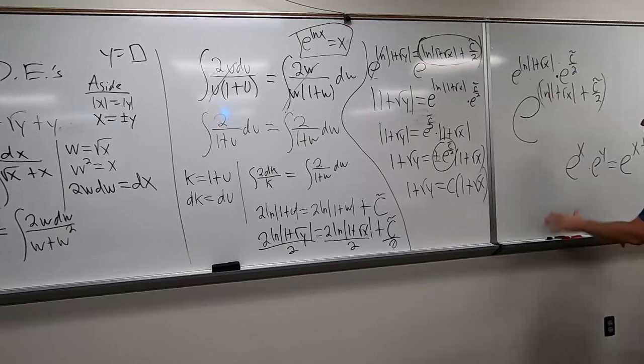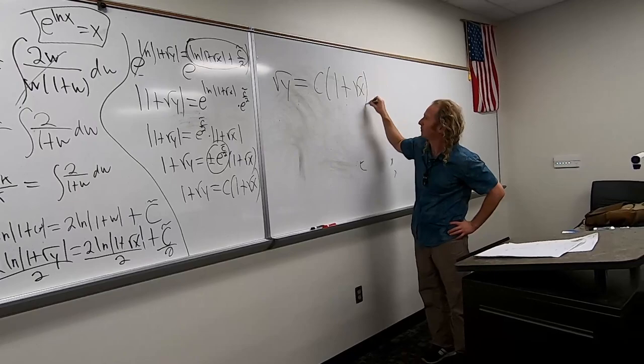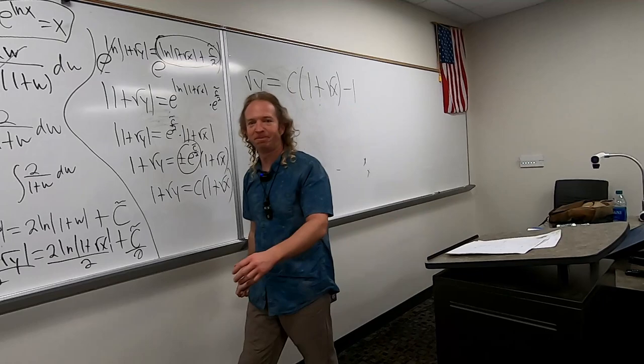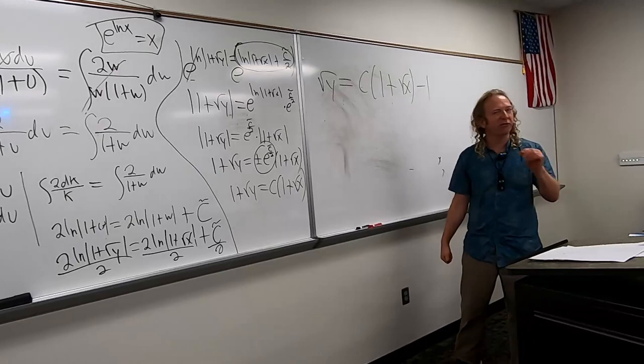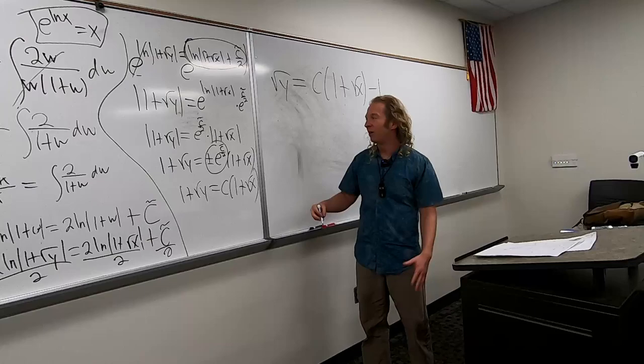Yep. All right. So let's finish this. Subtract 1: square root of y equals c times (1 plus square root of x) minus 1. Yeah, this is tough. I assigned almost every single available problem, by the way, even if it doesn't look like much, but it's a small book, right? So it's a lot of homework. If you can actually do that homework, you're really good at this, like really good.